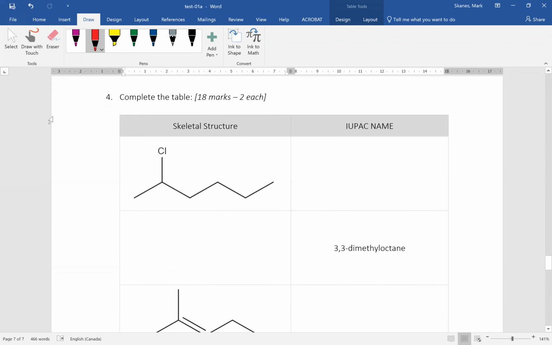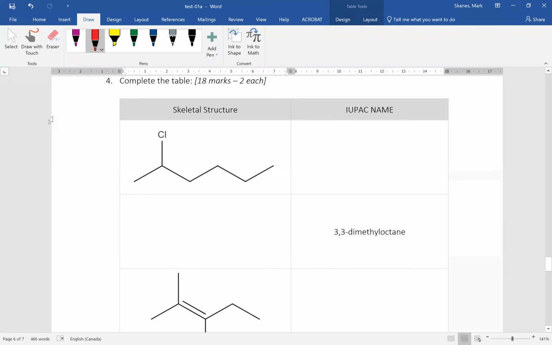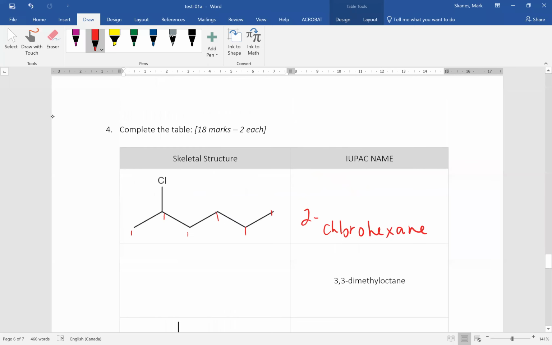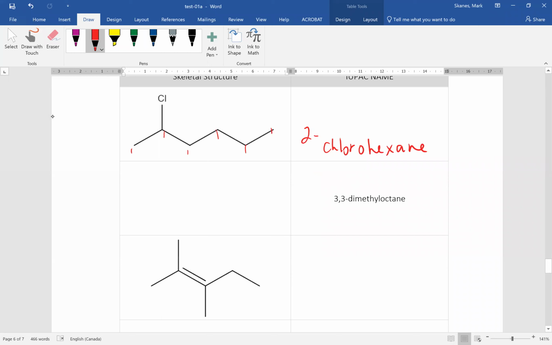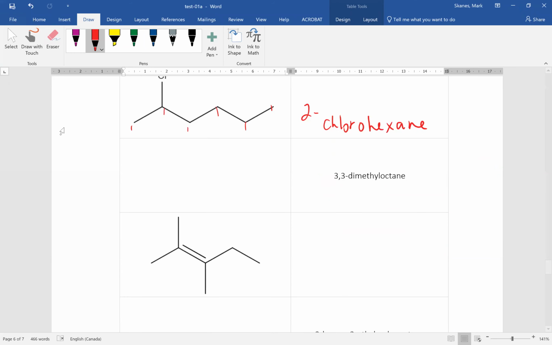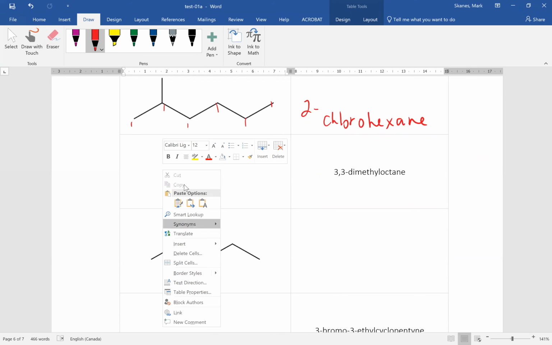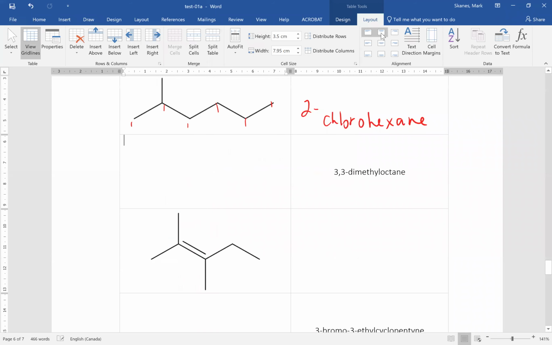All right, so we're starting off nice and easy. 1, 2, 3, 4, 5, 6. On the second carbon, I have a chloro. So this is 2-chlorohexane. I don't know why it moves my words. Hold on, guys, I'm going to try something. All right, see if that helps.